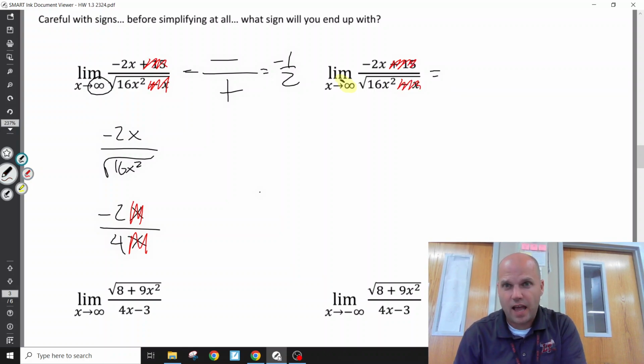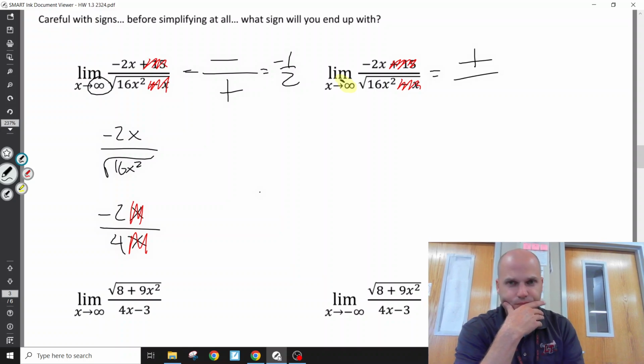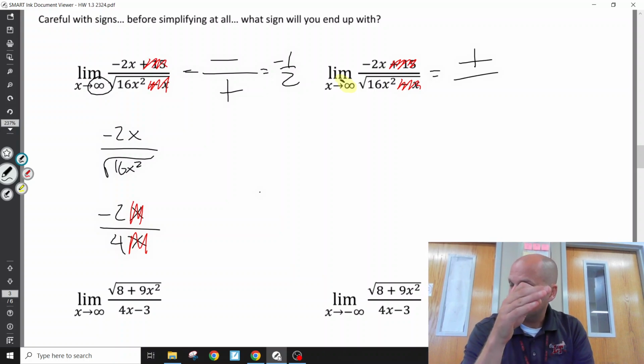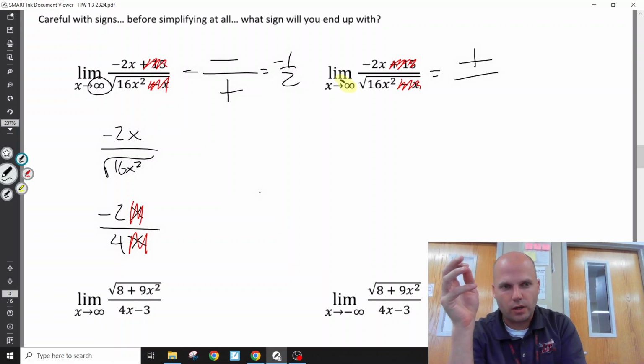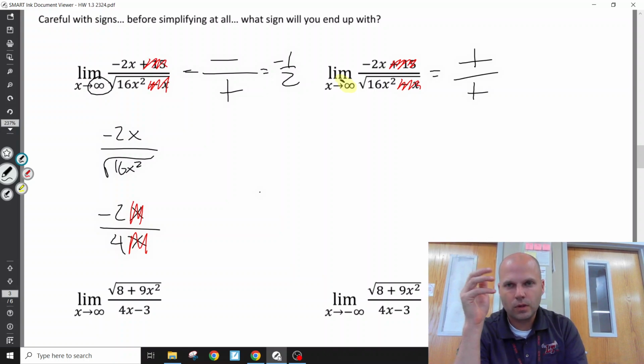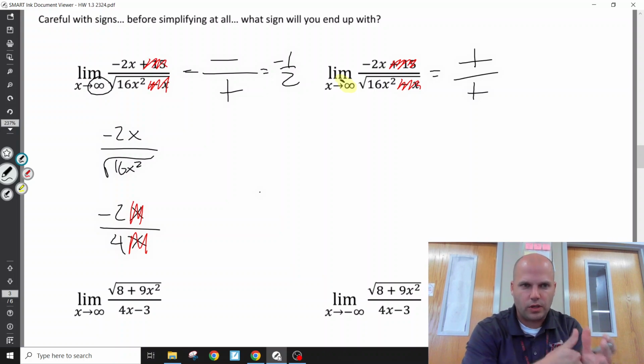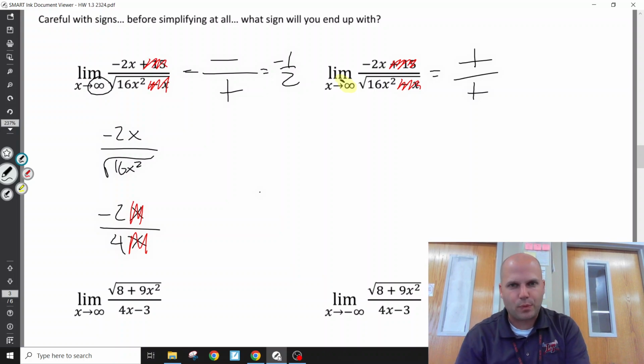Well, if I plugged in a negative infinity into the top, I would get a positive value. If I plug in negative infinity into the bottom and I square it, it becomes a positive, times 16 stays a positive. Square rooted becomes a positive. Here's where things get confusing for students. You do the same process.